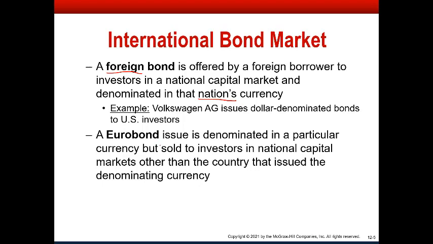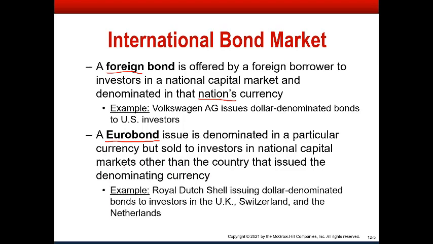Euro bonds are going to be much more common and a very significant part of the international bond scene. A euro bond is denominated in a particular currency, often US dollars, but it could also be other major global currencies like euro or yen or British pounds, sold to investors in markets other than the country that issued the denominating currency. So, a US dollar-denominated bond, for example, let's say Royal Dutch Shell, which of course would be a Dutch company, the Netherlands, issuing dollar-denominated bonds to investors all throughout Europe.